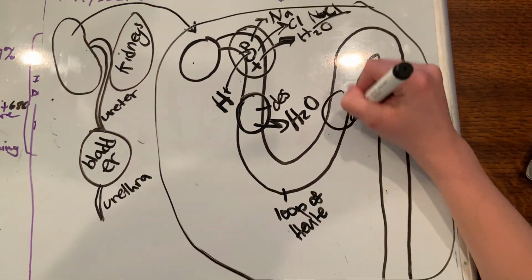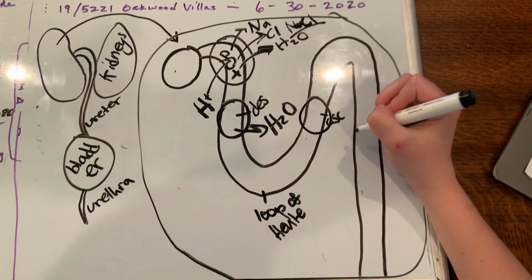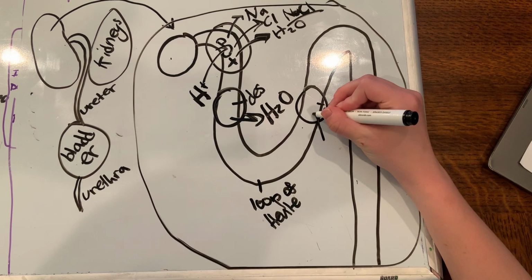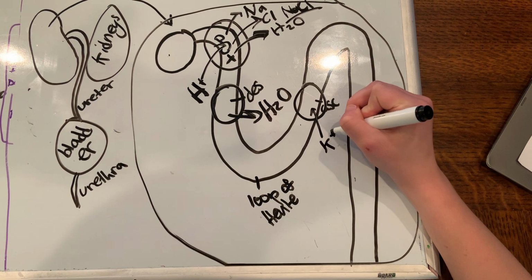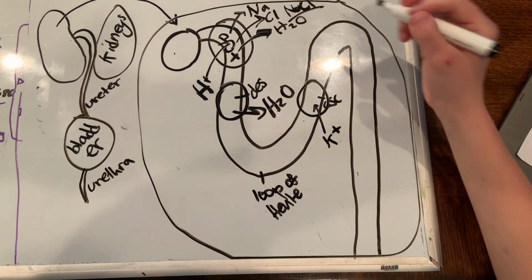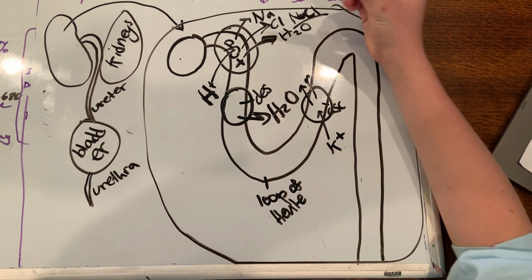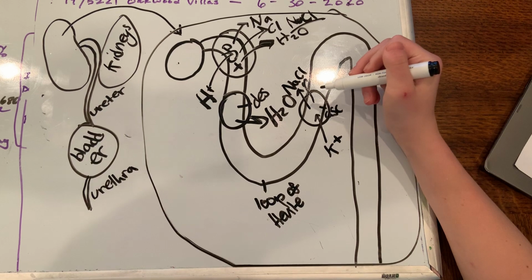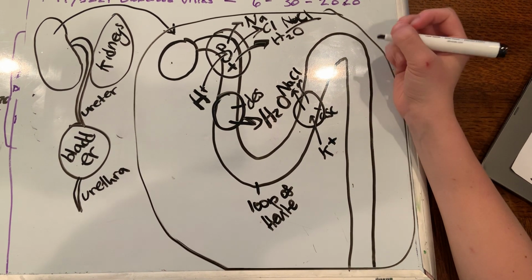Now the ascending limb is quite different. The ascending limb does not allow water to be reabsorbed. Instead, the ascending limb, potassium will be secreted into here because we do not want a lot of potassium in our bodies. But basically, the two familiar things up here, NaCl, they're going to be making an appearance at the ascending limb. So salt is being excreted at the ascending limb.